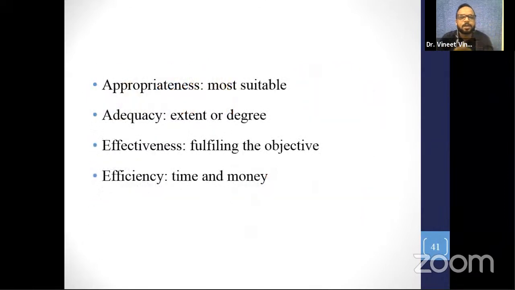Okay. So if the resources are most suitable, it is called appropriateness. Extent or a degree, if you want to assess the extent and the degree of your program, it is called adequacy. If it is fulfilling the objective, it is called effectiveness. And if your outcome or the program is associated with time and money, it is called efficiency.